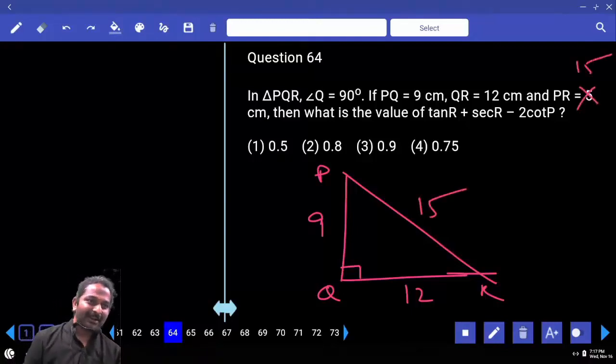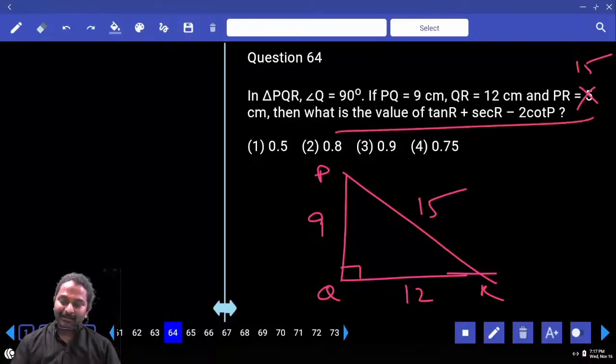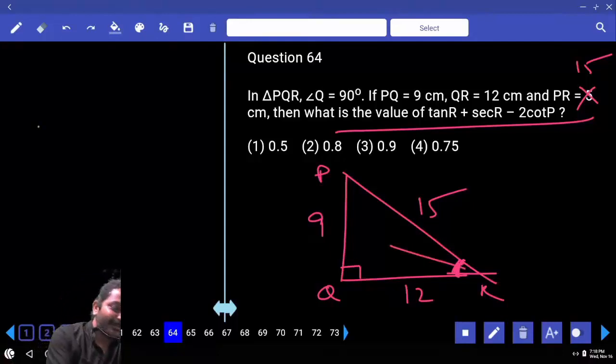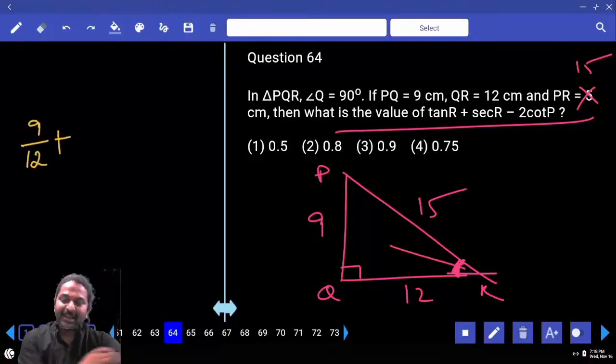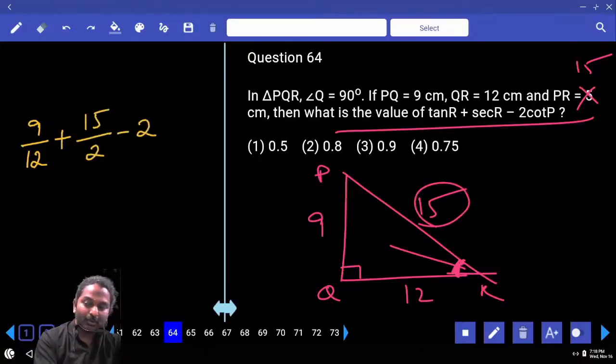Okay, it is a Pythagoras triplet, 3:4:5 form. What is the value of tan R plus secant R minus 2 cot P? Tangent at R, opposite side by adjacent side, 9 by 12, plus secant R, 15 by 12, minus 2.